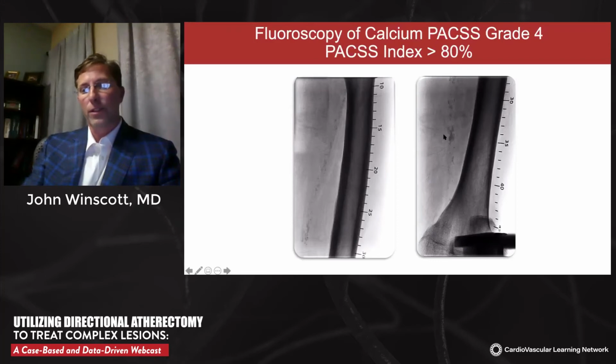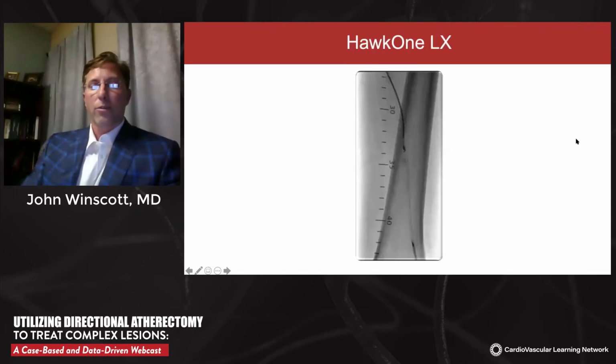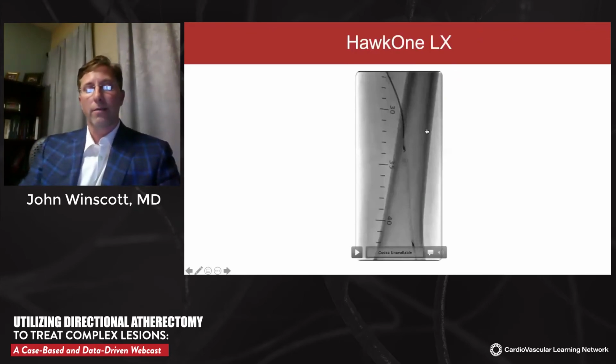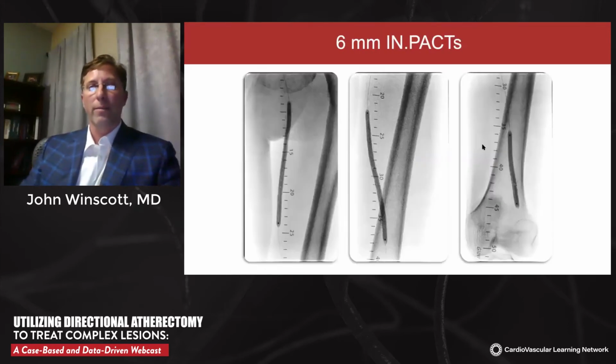And in the distal portion, this is the proximal popliteal that was completely occluded. You can see how severely calcified this vessel is at both the adventitial, medial, and intimal levels. And so I would argue that this patient has a PACSS index of actually greater than 80%. So we were able to cross through that occlusion antegrade, with just standard wire and catheter techniques, apply the Hawk 1LX device to that lesion, and follow that up with 3 IMPACT SFAs.